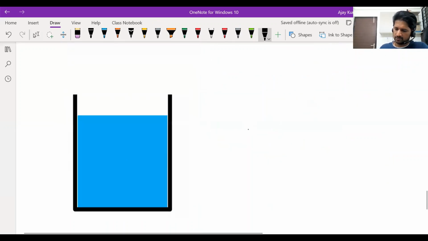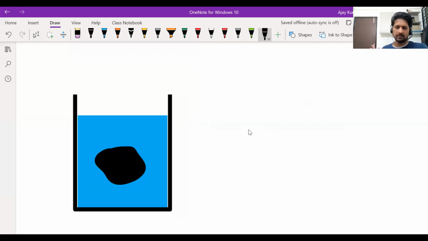Suppose there is some random object which is fully immersed in a liquid and released. We are not holding it now. So when some other material is placed in a liquid and released, it's possible that it sinks, it's possible that it rises also. It depends on the forces acting on it. Now you know what forces are acting on it: weight and buoyant force.